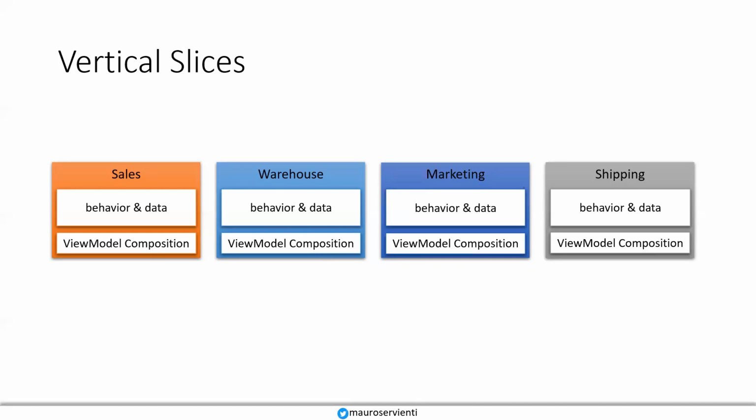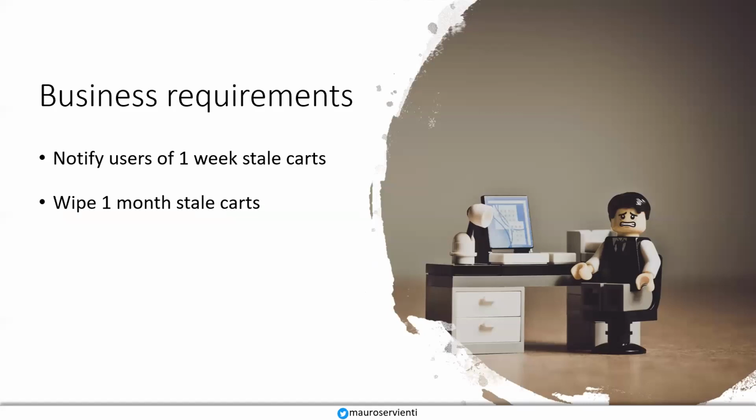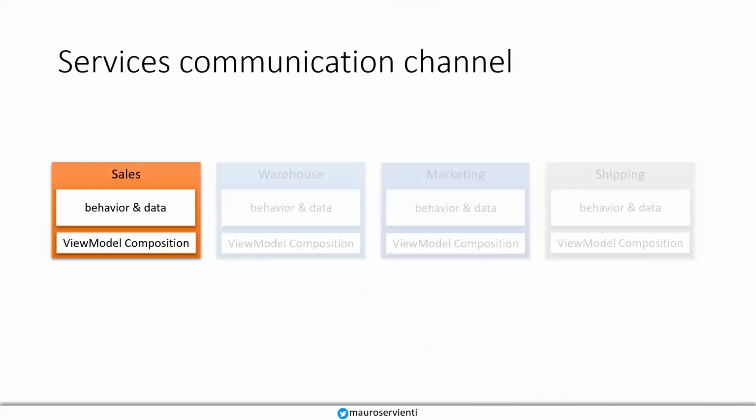However, we're not done yet. If you think about it, services need to communicate with each other. So they need to communicate with each other in some way. So after a while, the business comes along again with two new requirements. One is notify users if their carts are stale for a week in an attempt to convince them to buy. And if after a month nothing happened, just wipe the stale carts. Just two sample requirements.